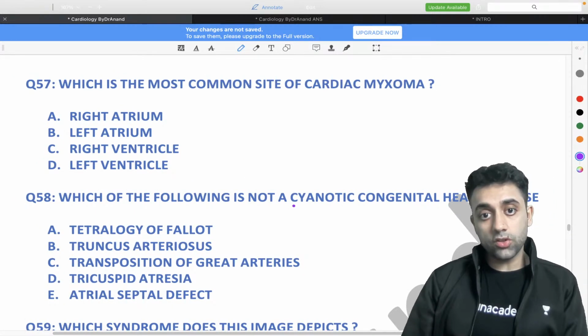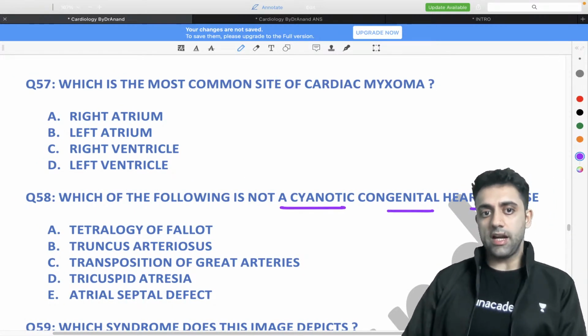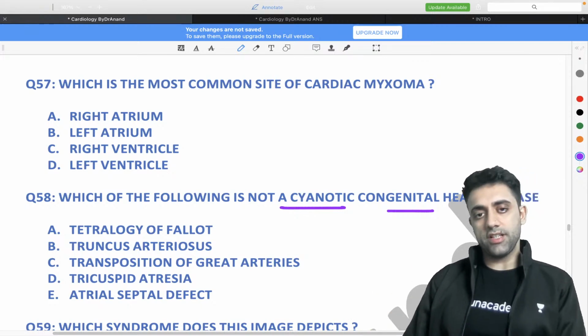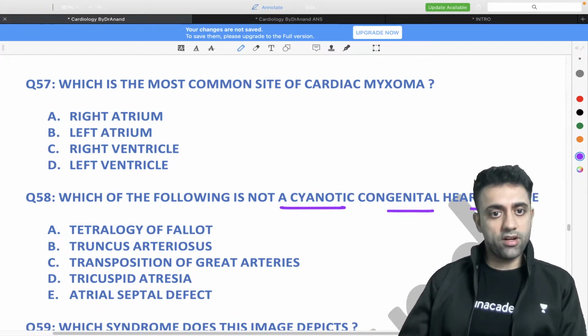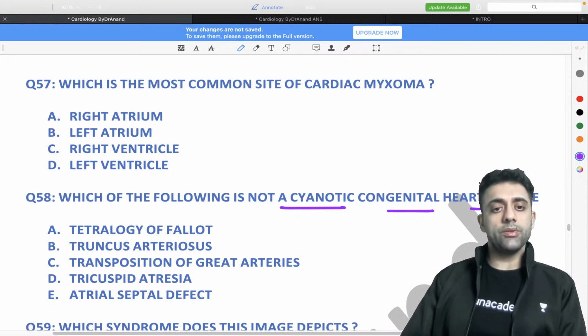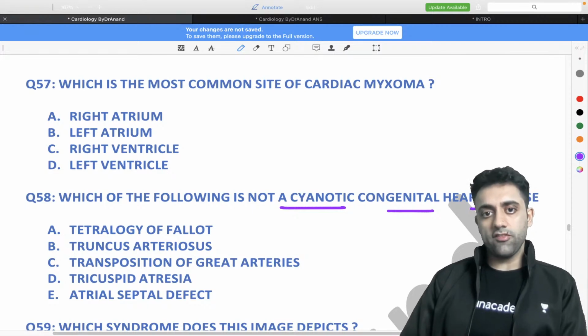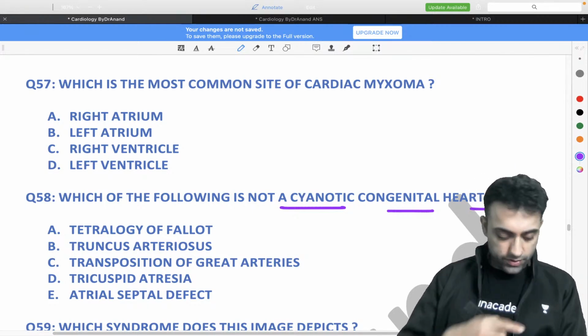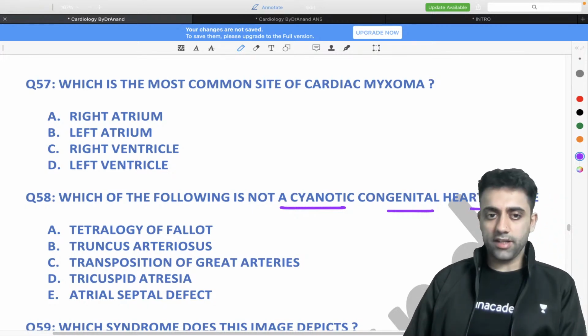Which of the following is not a cyanotic congenital heart disease? The options are tetralogy of Fallot, truncus arteriosus, transposition of great arteries, atrial septal defect, and tricuspid atresia. What do you think?